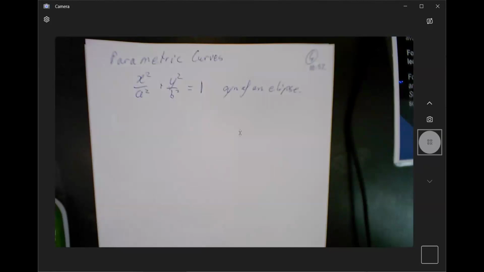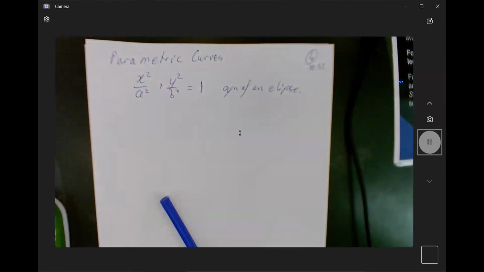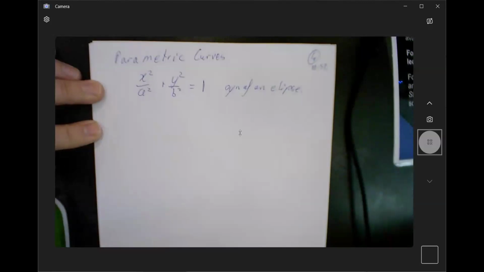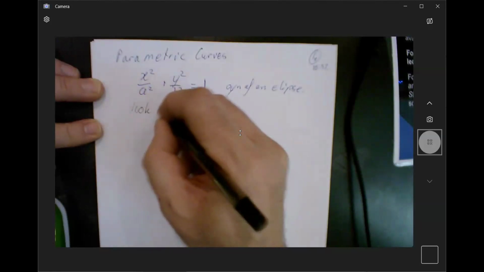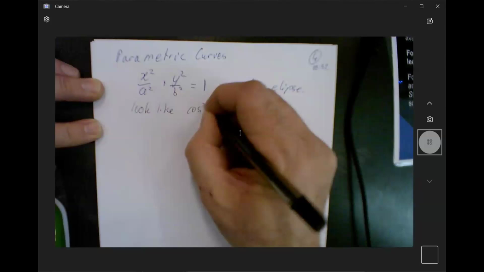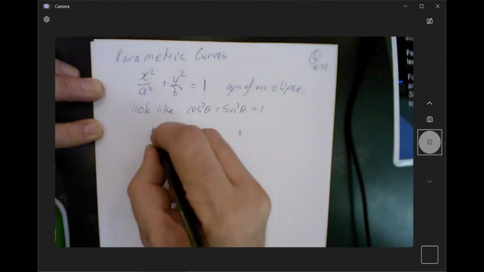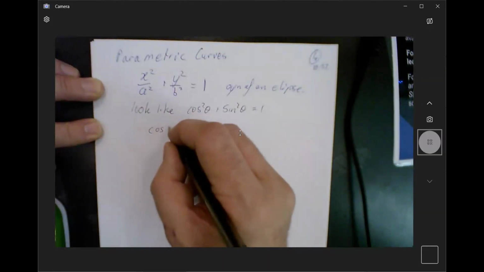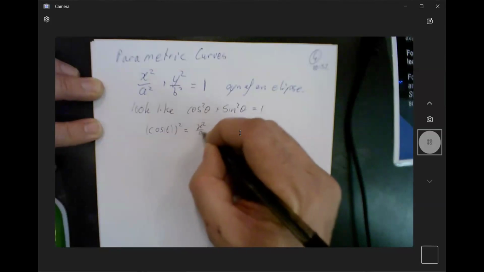When I want to parameterize this, I can see something straight away. That form says to me cos squared plus sine squared is equal to 1. So that's my first thought. I want it to look like cos squared theta plus sine squared theta is equal to 1, so I'm going to write it as cos t all squared, and I want that to be equal to x squared on a squared.